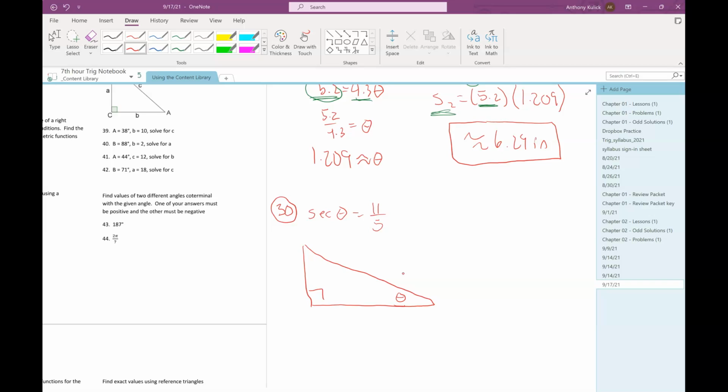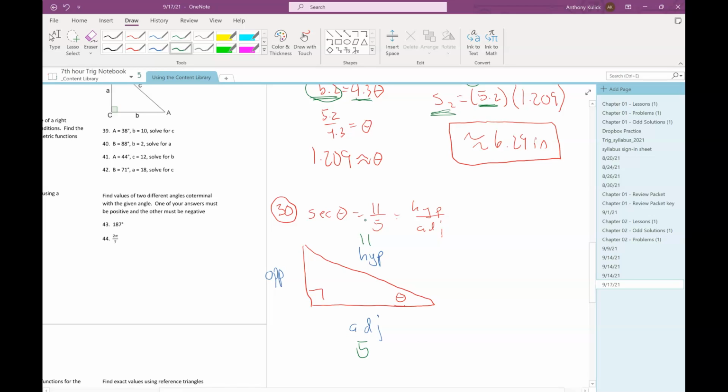Okay? So the secant theta equals 11 over 5. Remember that secant is the reciprocal of cosine. Cosine is adjacent over hypotenuse, so secant is hypotenuse over adjacent. So if I look at my triangle, relative to my angle theta, this side is the adjacent, this side is the opposite, and this side is the hypotenuse. So I know that this side is 5, and this side is 11.